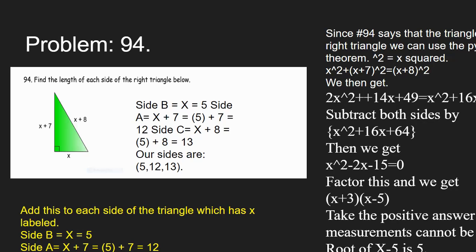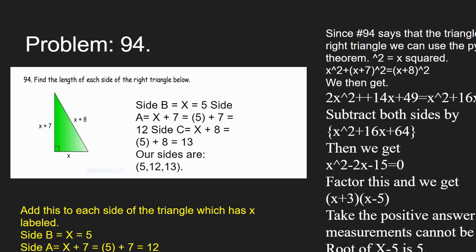Now that we know that, we can just use the Pythagorean theorem, which states that a squared plus b squared is equal to c squared. Now all we have to do is plug in our own terms for each variable. So then we have x squared plus (x + 7) squared equal (x + 8) squared. We then get that huge equation, and all we have to do is subtract the right side from the left side. After we do that, we get x squared minus 2x minus 15 is equal to 0.